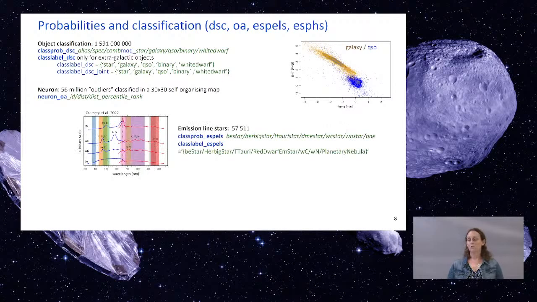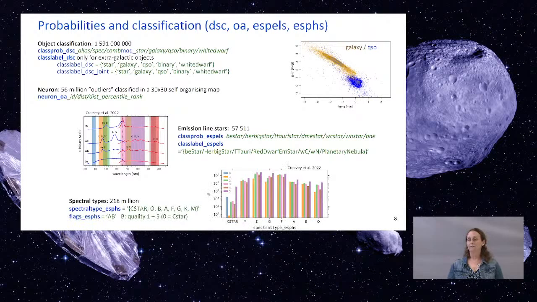Other classification includes emission line stars, for over 57,000. You will find class probabilities from the ESP-ELS module. They are classified as a Be star, Herbig star, T Tauri star, DME star, WC star, etc. They also provide a class label to go along with these probabilities.